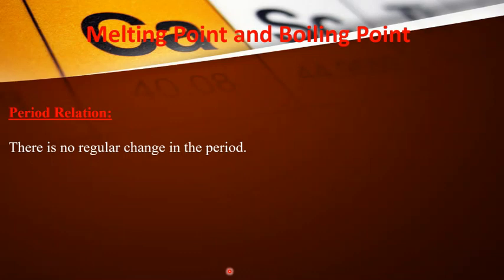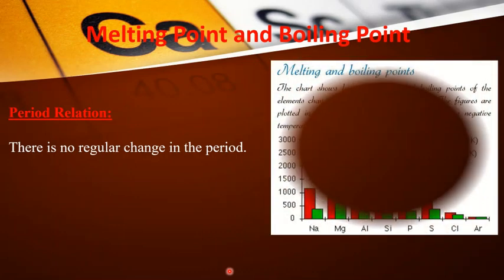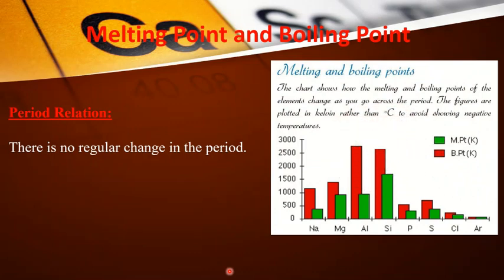And what is the molecular formula of sulfur? There are 8 atoms in a sulfur molecule. That means the molecular formula of sulfur is S8. So the melting point and boiling point of sulfur is more than phosphorus, because in one molecule of sulfur there are 8 atoms, but in one molecule of phosphorus there are 4 atoms. Now in one molecule of chlorine there are only 2 atoms, Cl2. So the melting point and boiling point of chlorine is less than sulfur and phosphorus.